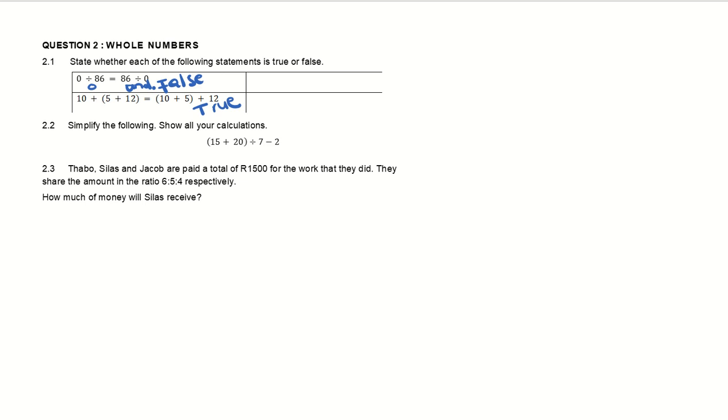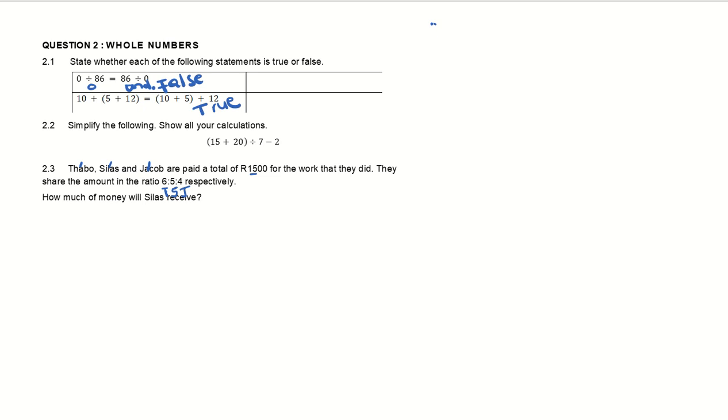We now have this interesting problem to solve here. We have 3 guys, Thabo, Silas, and Jacob. They are paid an amount of 1,500 for work that they did. They share the amount in the ratio 6:5:4. So 6 is for Thabo, 5 for Silas, and 4 for Jacob.